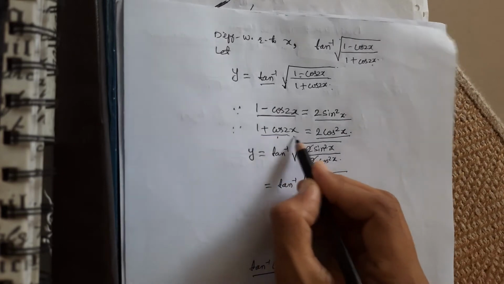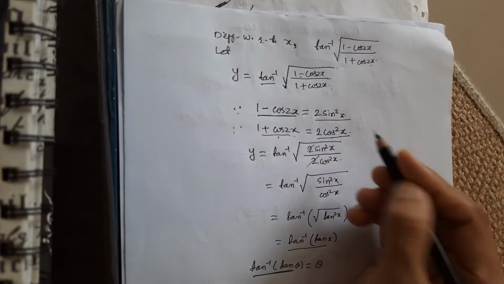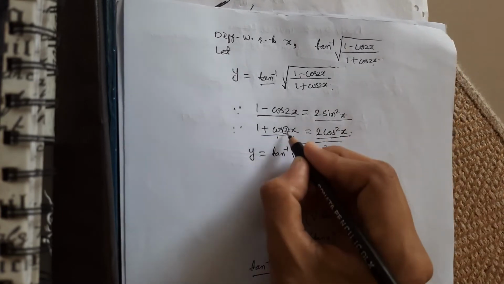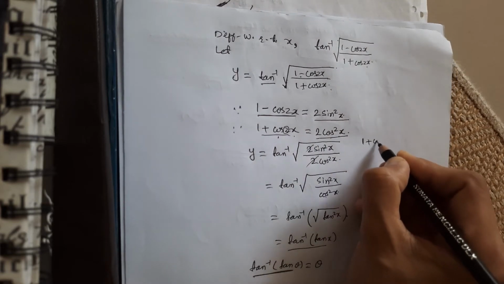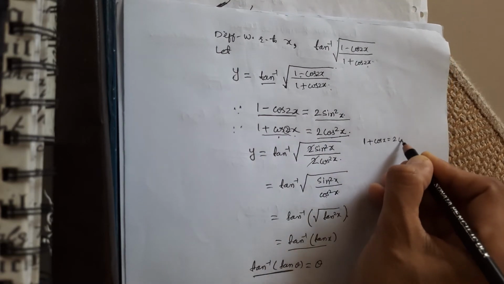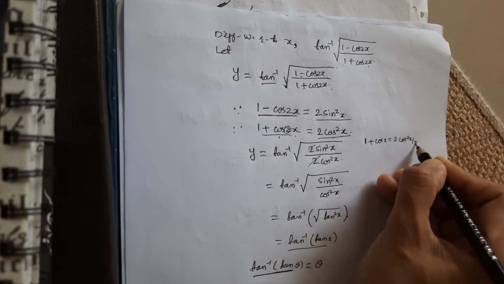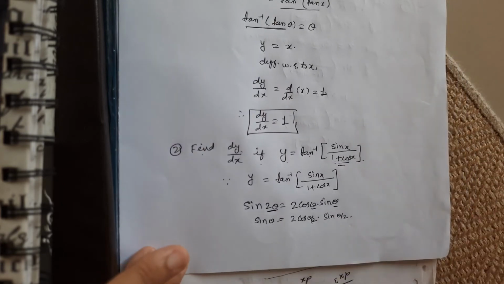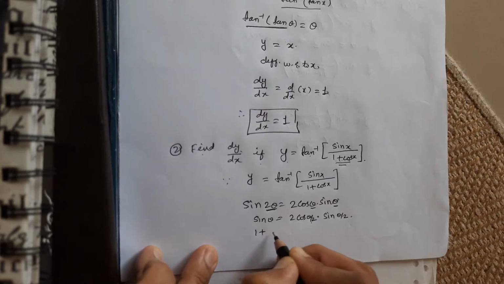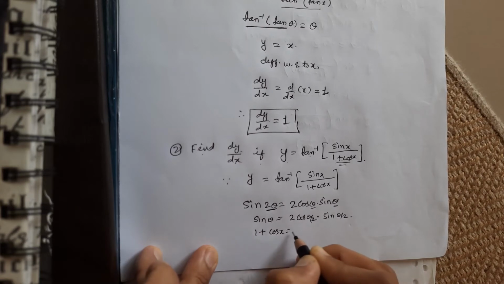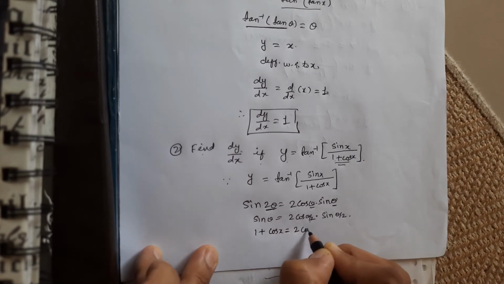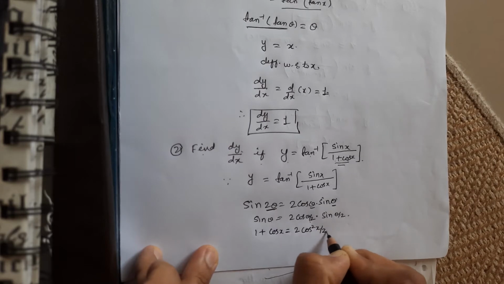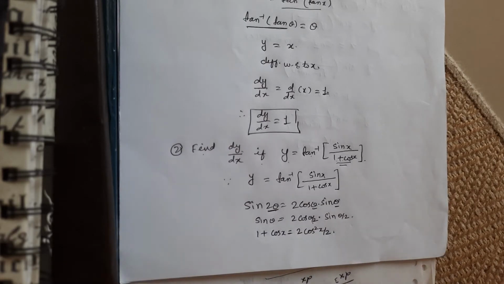So 1 plus cos 2x is 2 cos square x. If I replace it here with x, then 1 plus cos x equals 2 cos square x by 2. Okay, that's how it will be. So I am just using this formula here, that 1 plus cos x will be 2 cos square x by 2. Okay, so now use this formula here.